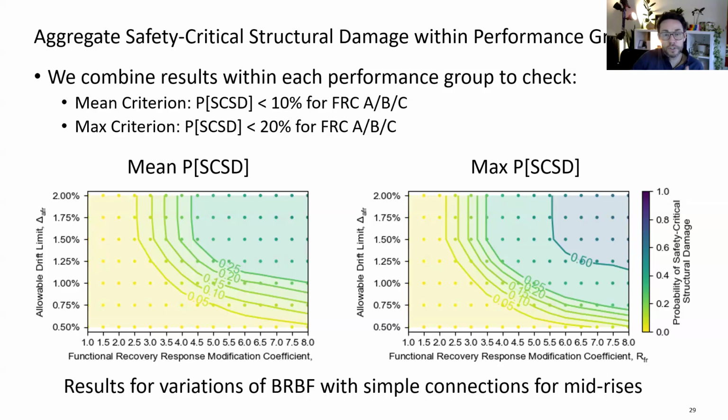Now, the figure on the right shows the maximum probability of safety critical structural damage across all of the archetypes in the performance group, and that's where we're checking the 20% limit, so a slightly relaxed criterion, again, just to ensure that none of the archetypes within the performance group are performing badly.